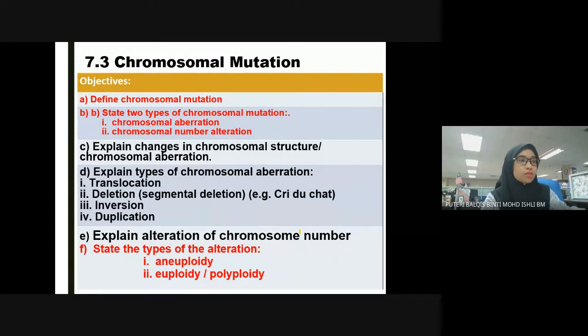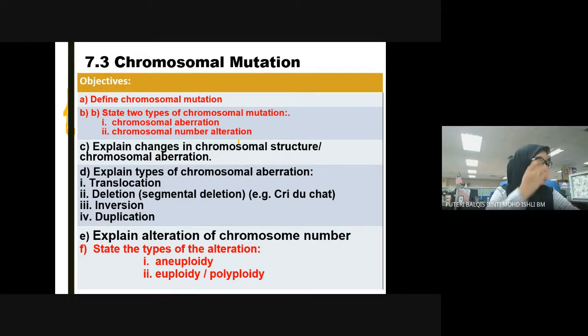Okay. So, for 7.3 chromosomal mutation, kita pergi kepada dua ni je lah dulu. We define chromosomal mutation, state 2 type of chromosomal mutation. Chromosomal aberration, chromosomal number alteration.